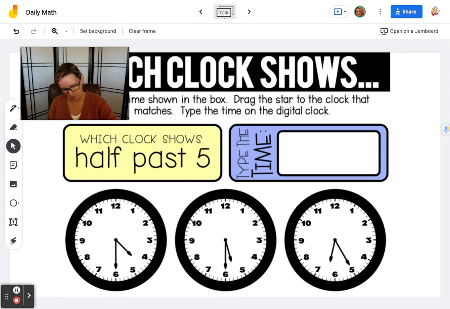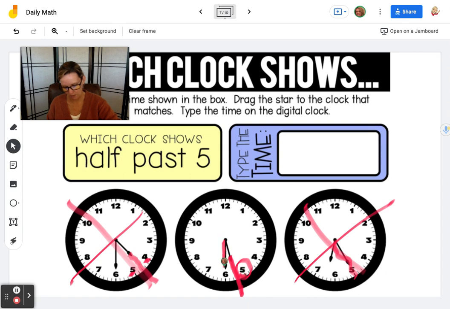Well, this minute hand is on the 5, so we know this one cannot be it. These two both have a minute hand on the 6, which is half past. But now we're looking for half past 5, which is the hour. So we want to drag our hour hands out. All right. And so I'm looking at this one. It's in between the 4 and the 5, but it hasn't passed the 5 yet. So this one is 4, so it can't be that one. If I look at this one, it's in between the 5 and the 6, which means that it's 5. And then when it's straight down on the 6, that is 5:30 or half past 5.